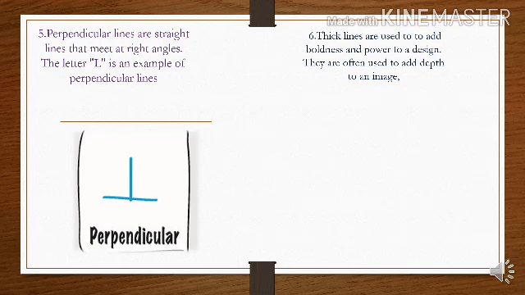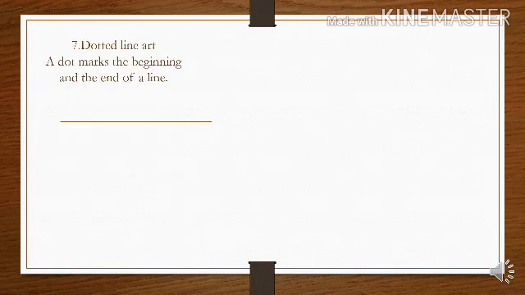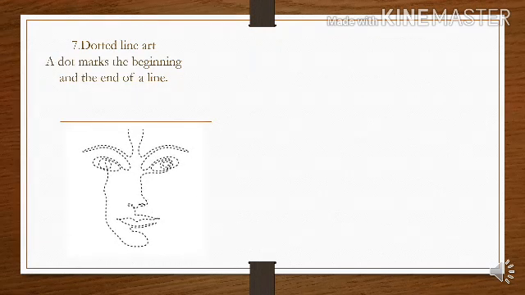Number 6. Ink lines. Ink lines are used to add boldness and power to a design. They are often used to add depth to an image. This is an example of a thick and thin line. Number 7. Dotted lines. Dotted lines are made of dots that mark the beginning and the end of the line. This is an example of a dotted line.